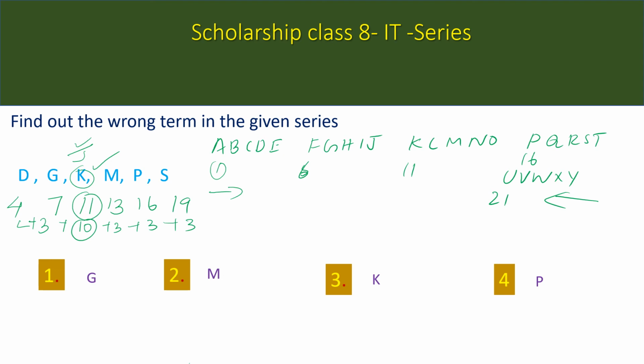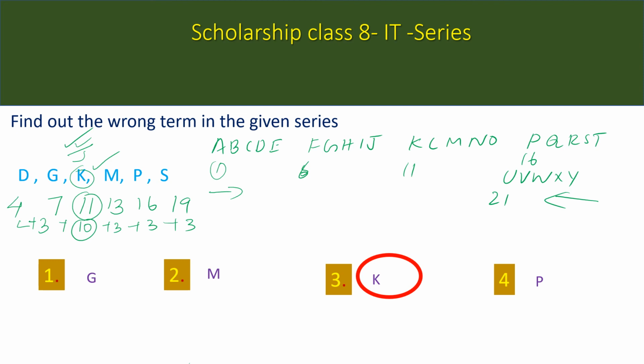Let me see the options. Luckily J is not given. Sometimes they will give you J also, which is the right answer. But you are not asked to write the right answer. You are asked to pick out the wrong among these. That means you will pick out K among these as your answer. Understood, my dear students? The options are very important. Suppose J is there in the option, sometimes you may end up writing J or encircling J as the answer. Luckily it is not given. K is given, so you will go to the right answer. D, G, K, M, P, S. K is the wrong term in the given.